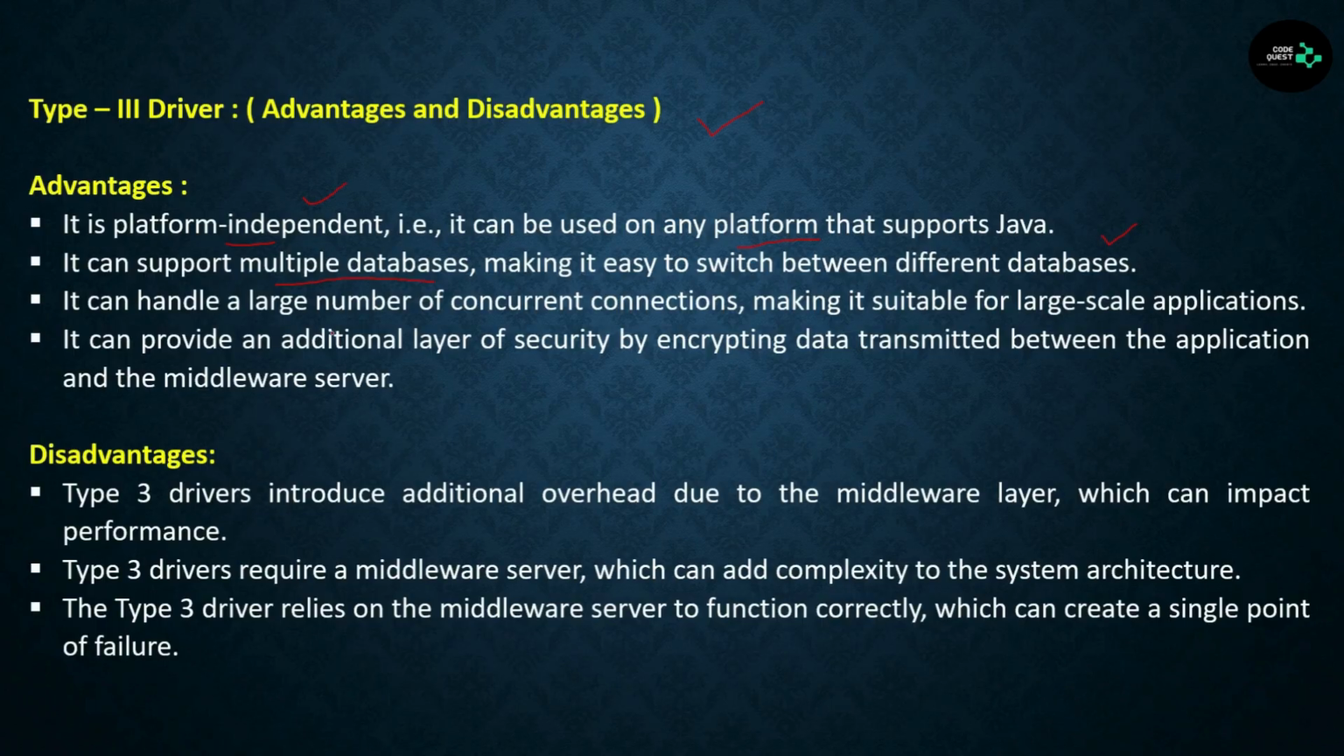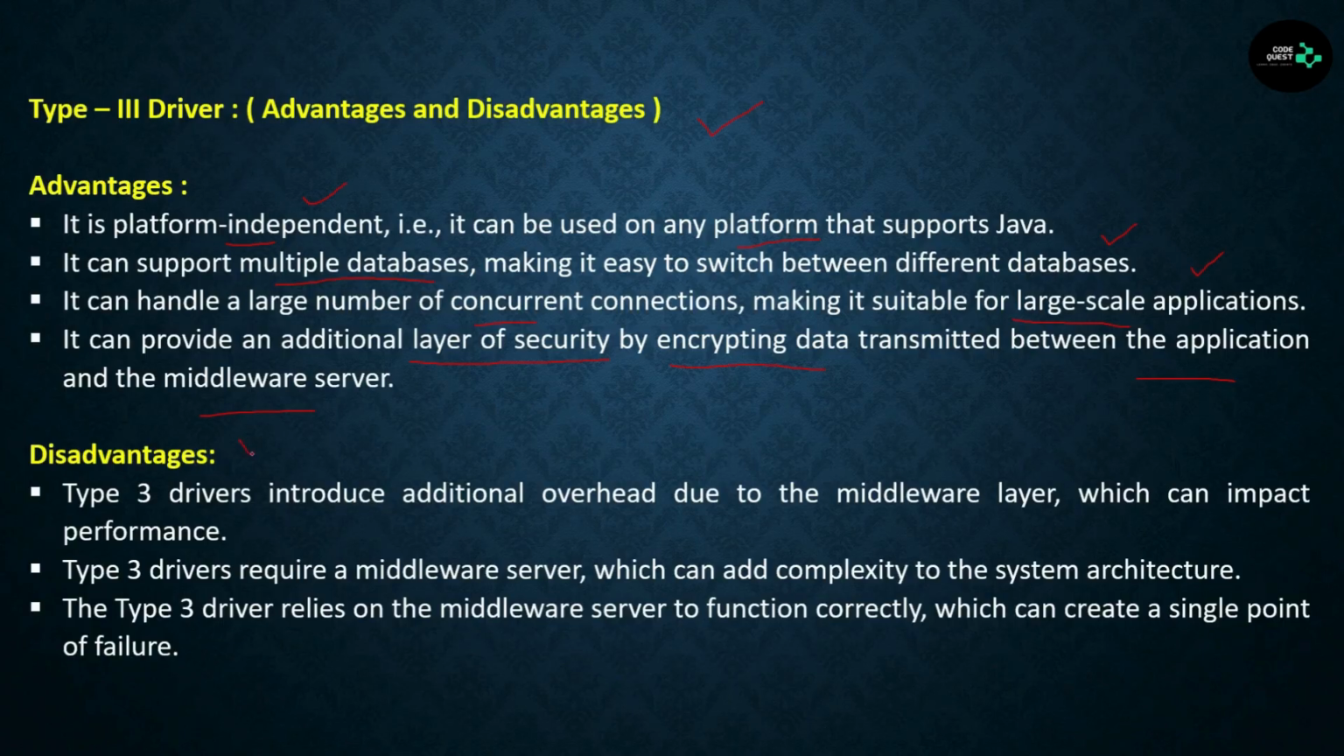Now it can handle a large number of concurrent connections, because we just now said that we can have multiple databases being connected. So we can switch from one database to another by making some concurrent connections. And like we said, it is suitable for large scale applications. And because we have a middleware server, we get some layer of security where the middleware is going to encrypt the data that is transmitted between the application and the middleware server.